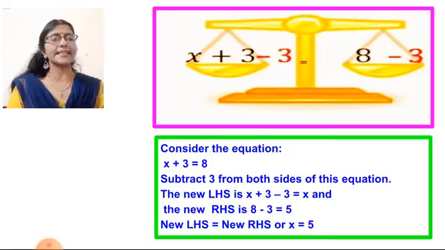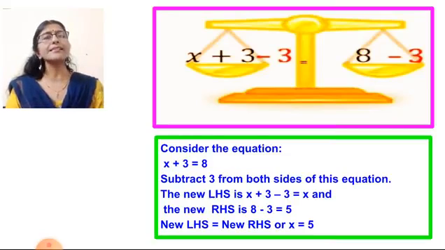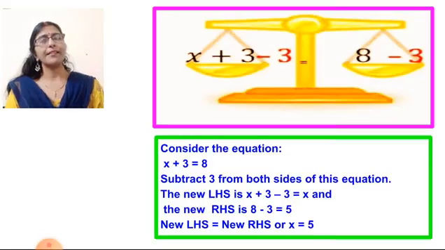So we will get x. And the new RHS will become 8 minus 3, and 8 minus 3 is 5. So new LHS will be equal to new RHS. So the value of x we got here is 5.